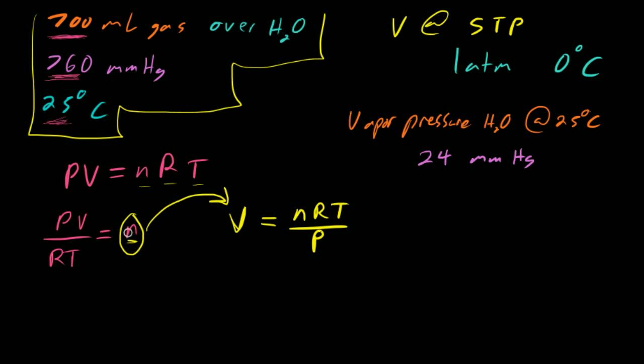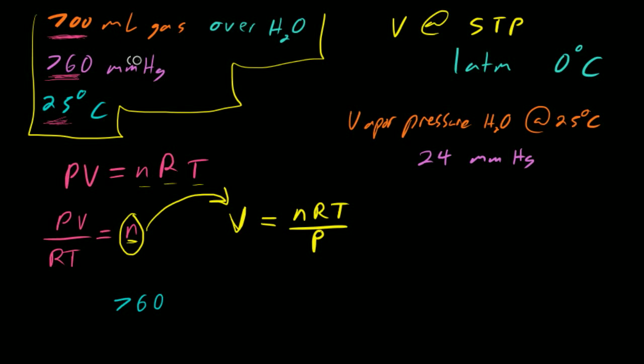Solving for the number of moles that we have. Let's start plugging in some information, first working with our pressure. We've got 760 millimeters of mercury as our pressure, but we know that 24 millimeters of mercury of that pressure is taken up by water. That's how much pressure water molecules occupy in this collection we have.